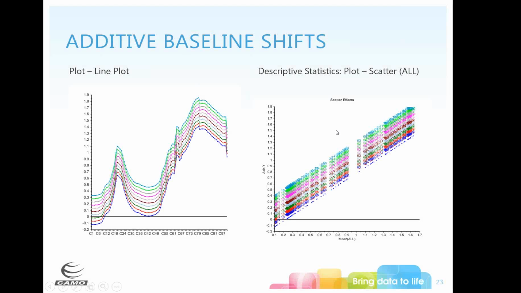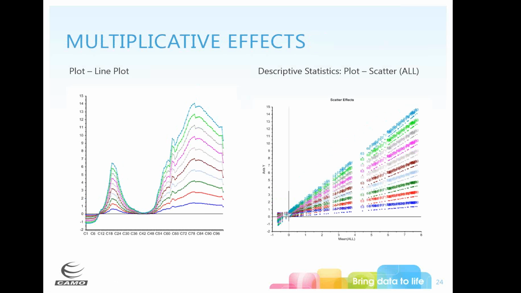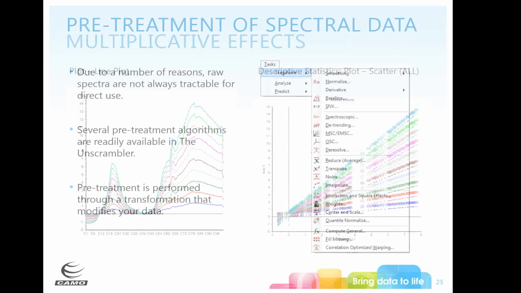Here's just some examples of when we look at our scatter effects, how to determine what sort of pretreatments to use. Again, if you see this sort of general baseline shift, and in the scattering effects, everything has the same slope and is just offset from each other, then those are additive baseline effects. If we see this fanning, that's showing that there is some difference in the scattering that is wavelength dependent, usually due to particle size. So that's when you need to do something that gets rid of multiplicative scatter effects.